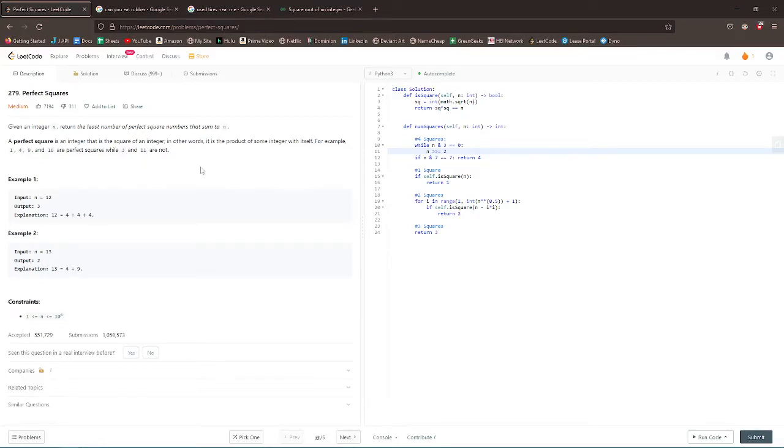So I want to talk about this problem, perfect squares. It's a pretty math-heavy problem, but the time complexity for it is really interesting, and that's what I want to focus on. So the problem says, given an integer n, return the least number of perfect square numbers that sum to n.